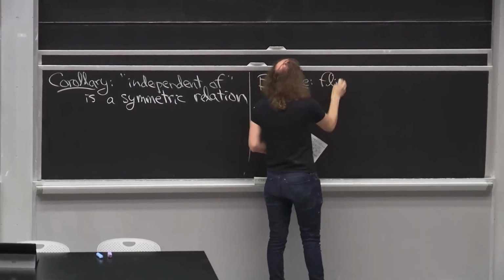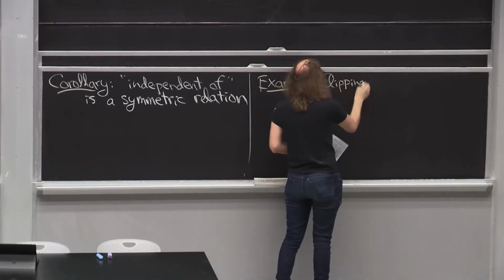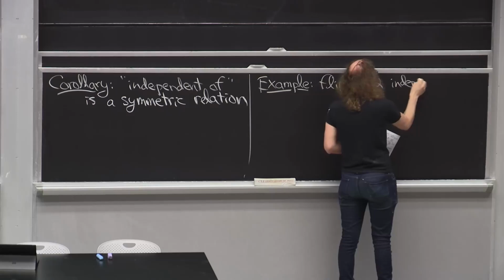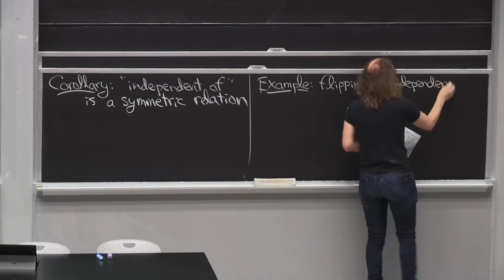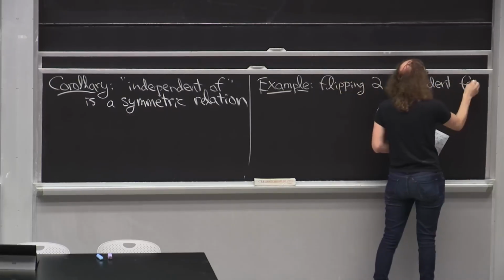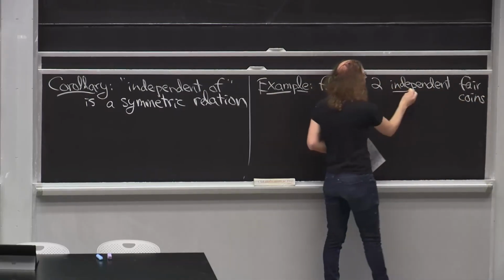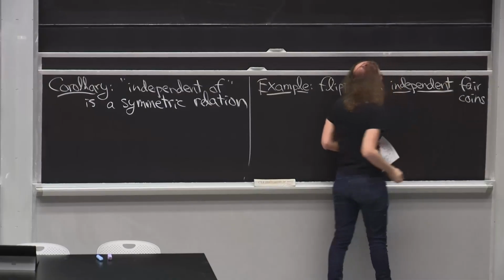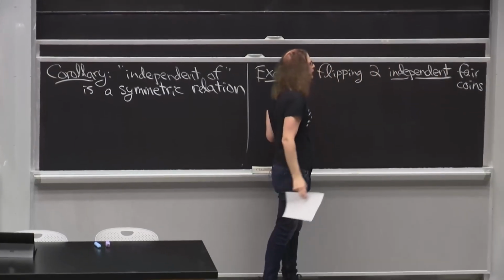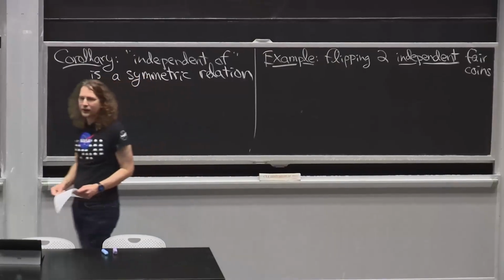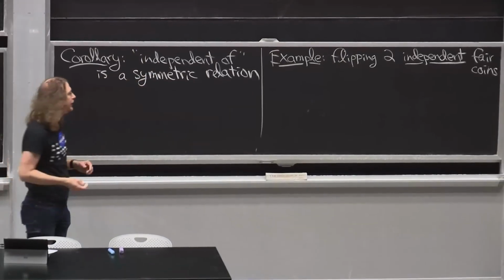And let's start with flipping two independent fair coins. OK, now that you know what independence means, we're going to be using it a lot, in particular just as an assumption. A lot of probability problems are not well defined unless you specify as part of the statement that two random events are independent from each other.